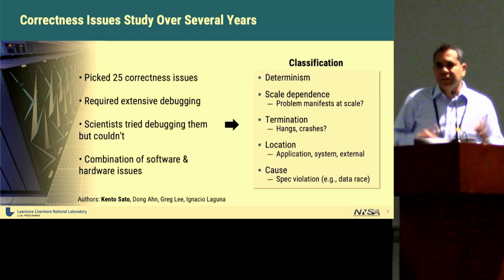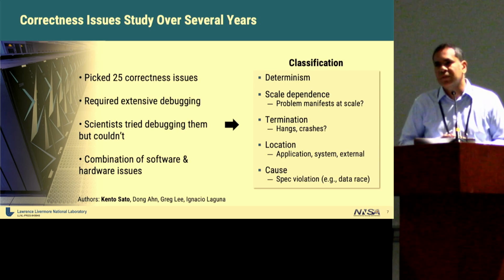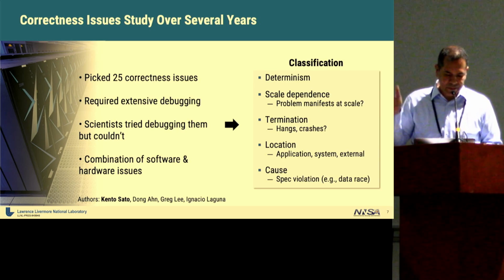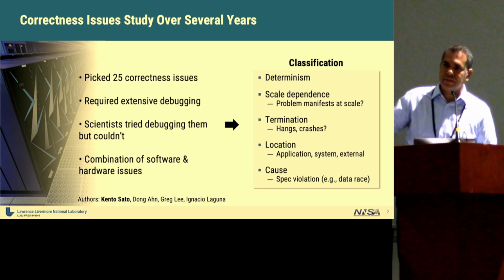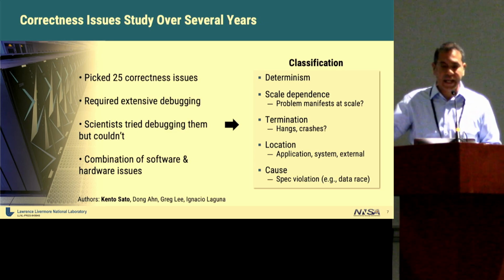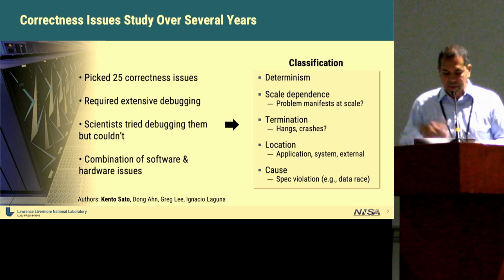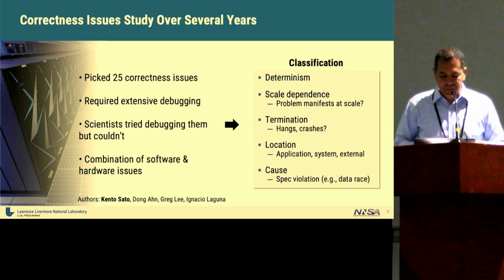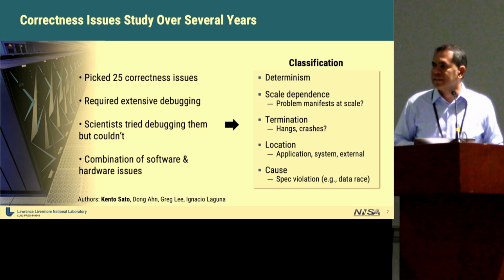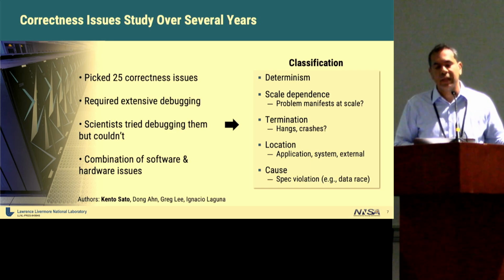So we took these 25 cases and we classified them into 5 categories. The categories are determinism, scale dependence, and termination. Termination means whether the problem terminates and gives us an answer, or does it hang or crash. Then the location of the problem, whether the problem is in the application, the system, or is external to the application, and the cost. For the cost, we look at whether we had a specification violation or not.